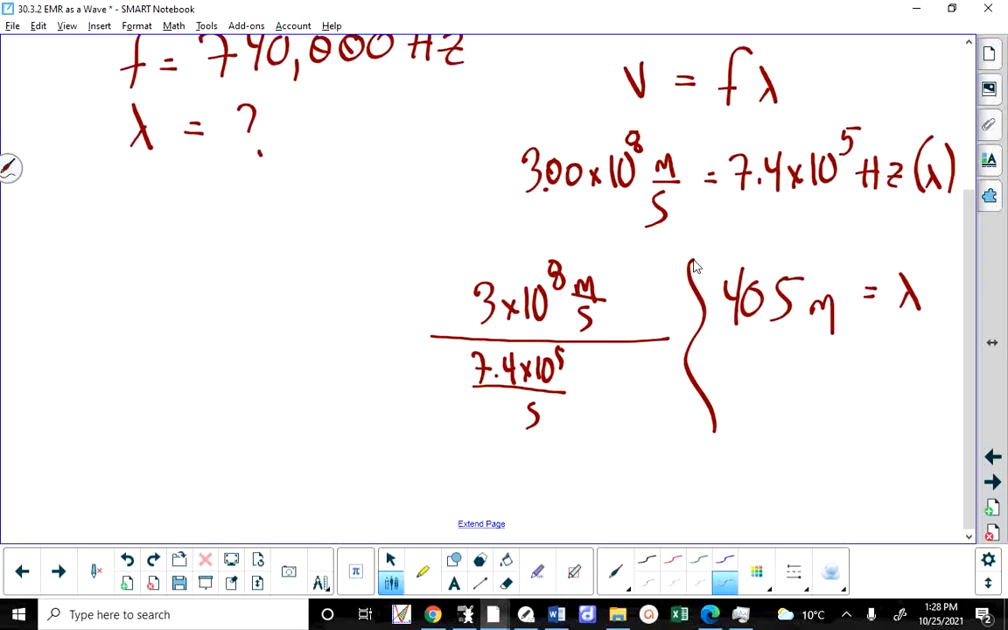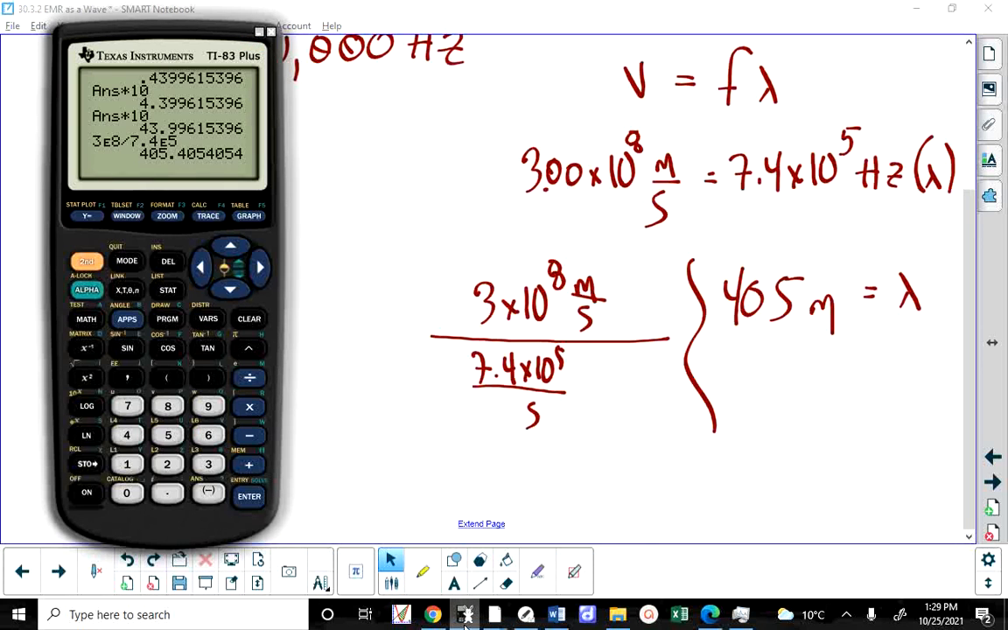The frequency can be used to find the period. The period is 1 over 740,000 per second. I'm not always going to write per second. I just want to make a point that those are the units and it works out properly. I will normally just write hertz. So you go 1 divided by that. It's 1.4 times 10 to the negative 6 seconds.